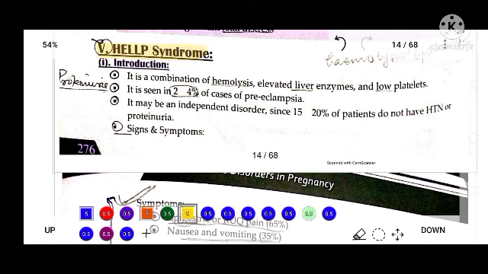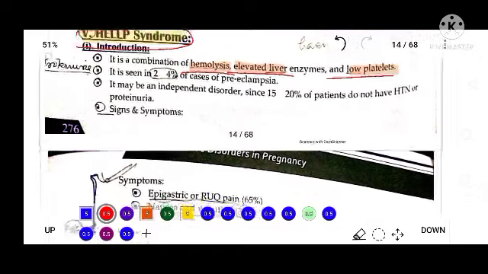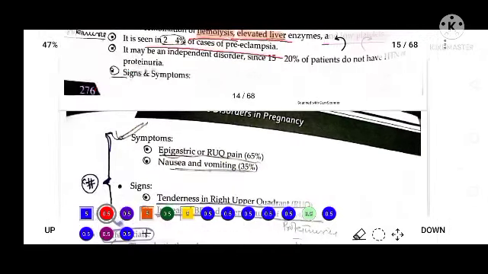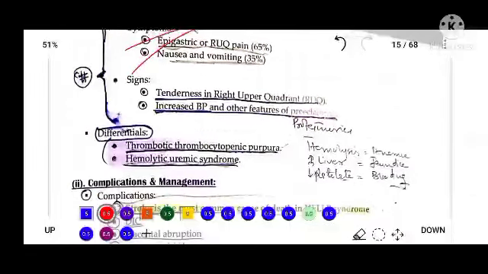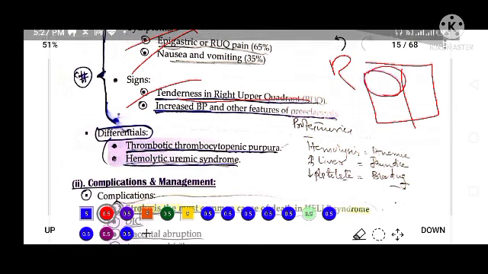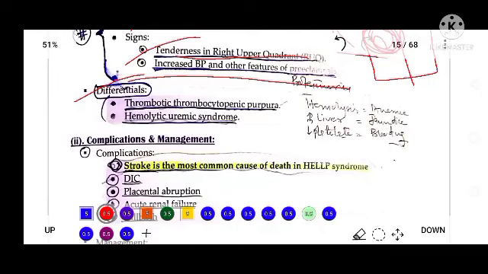HELLP syndrome is a mnemonic characterized by hemolysis, elevated liver enzymes, and low platelets, which is known as HELLP syndrome. This syndrome occurs in patients having signs and symptoms of epigastric pain, right upper quadrant pain, nausea, vomiting, tenderness in the right upper quadrant, with increased blood pressure, and differential diagnoses are thrombocytopenic purpura and hemolytic uremic syndrome.